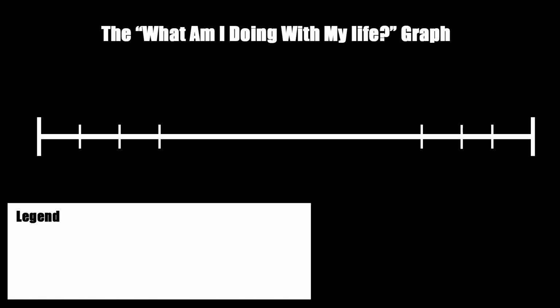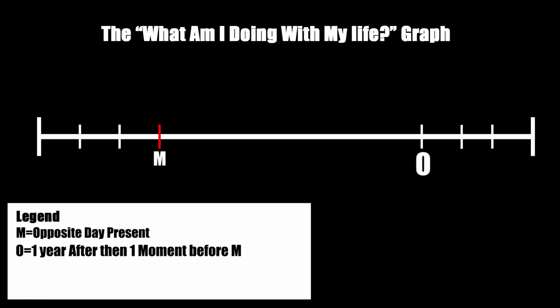Now, let's check out this graph real quick. Let's say this point here is opposite day. Let's call it M, and then opposite day moves 1 year later, just one moment before you claimed opposite day. Let's label it O. Now, theoretically, you could go back in time 1 year and 1 moment before M in order to make M the new O.